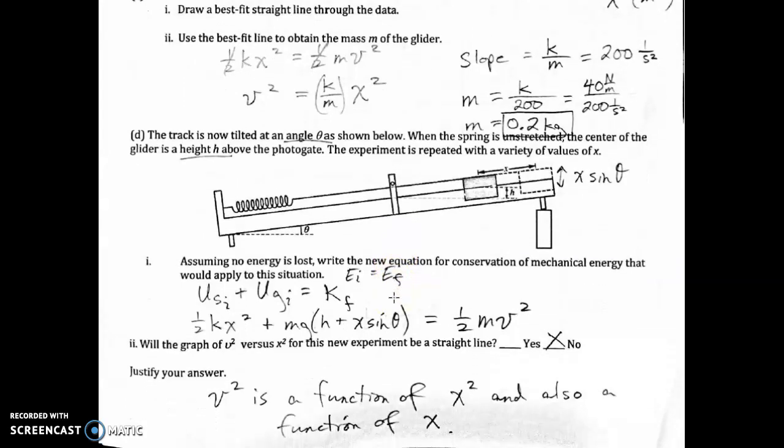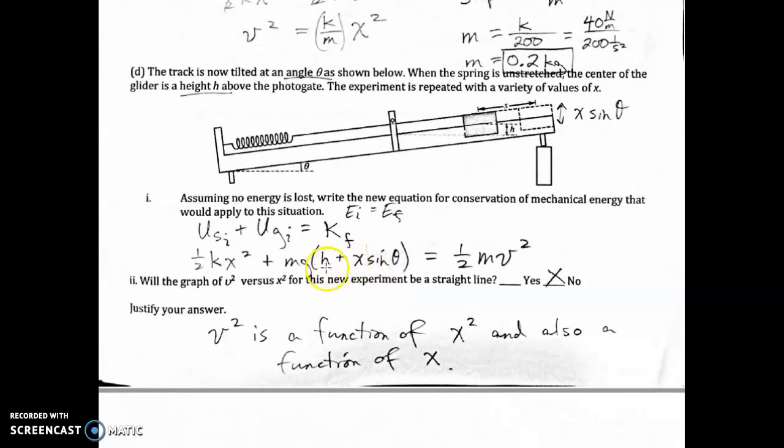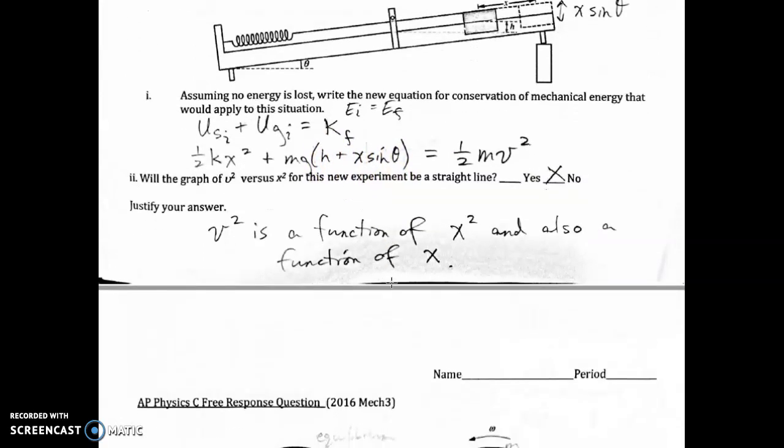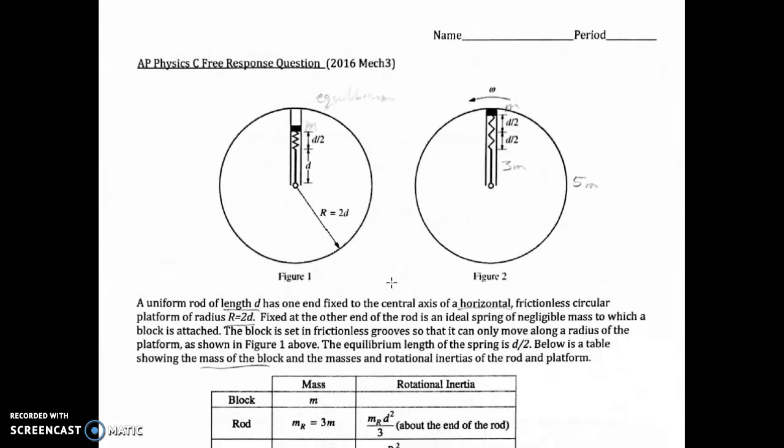So we've done this kind of thing before, and you should be comfortable with this. And then if you have it at an angle, the only difference is that you have this gravity term, and you have to notice that it's not just h, it's h plus x sine theta. Okay, so going to the next one.